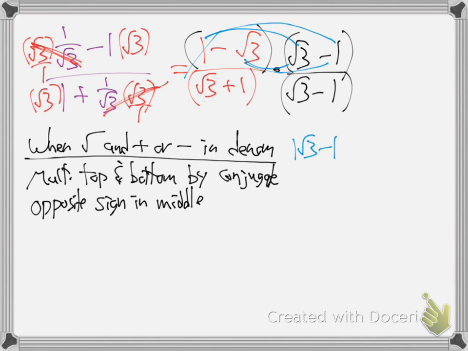What's root 3 times root 3? Plain 3. Are we all good with that? Root 3 times root 3 is plain 3. Root 3 times root 3 is root 9, which is plain 3. Root 7 times root 7 is plain 7. You get the idea, right?